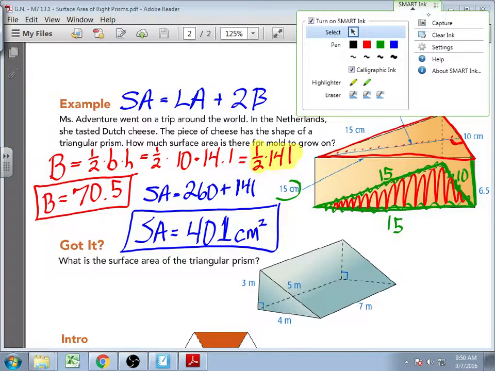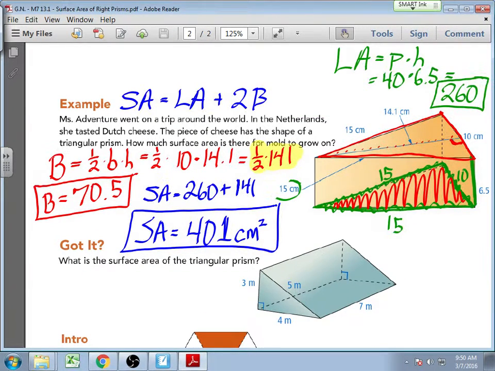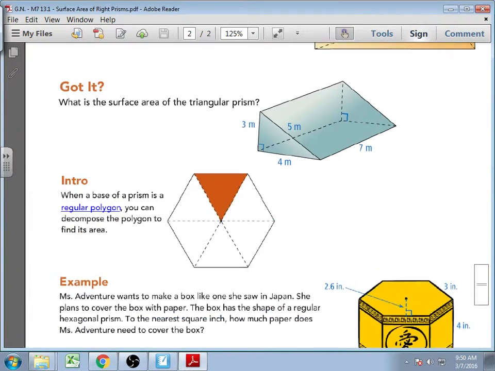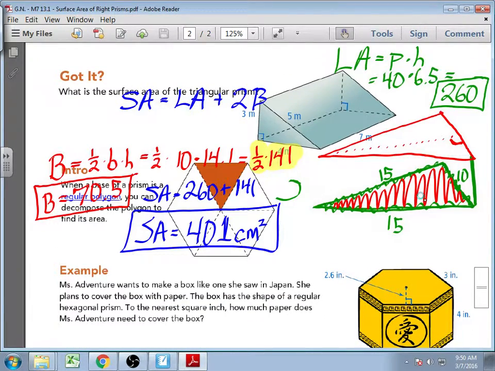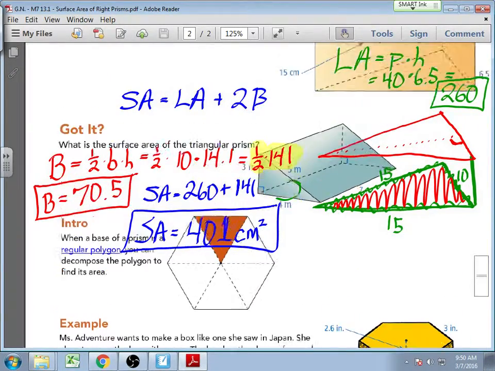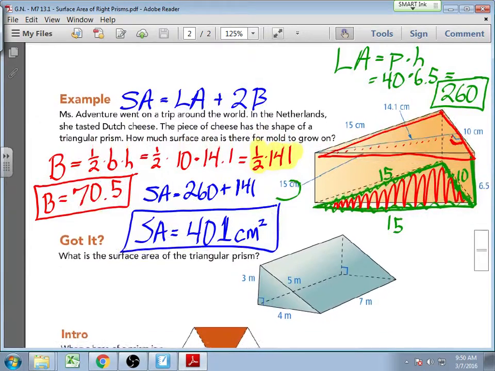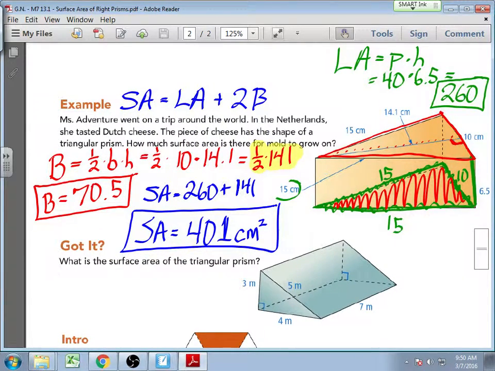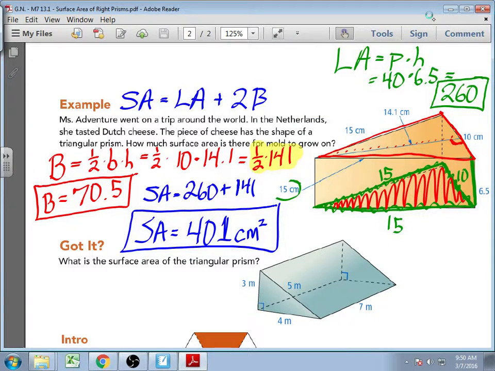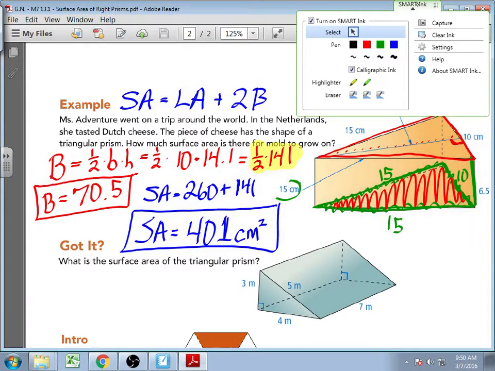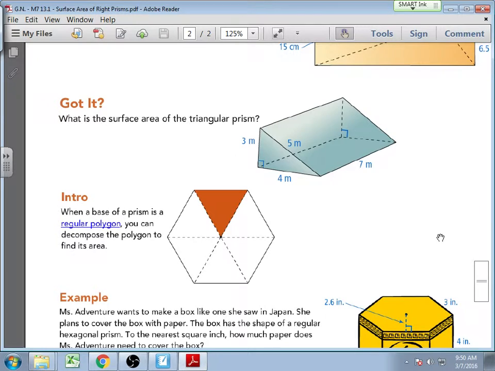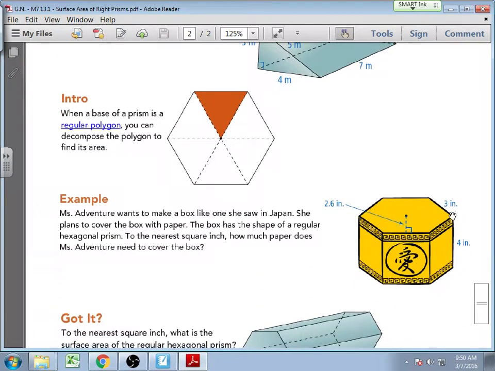What is the base of the next shape you see in your notes? What is the base? Rectangle. A triangle. I meant to say triangle. Always look at the name of it to determine what the shape is.